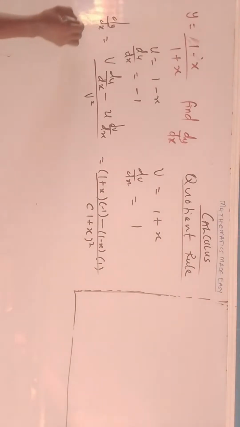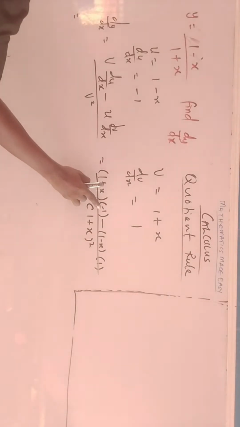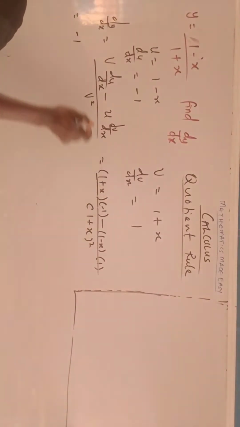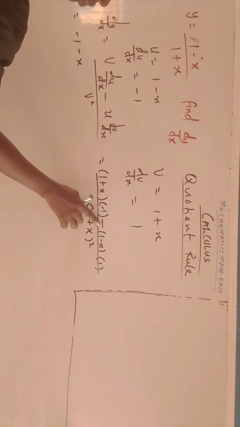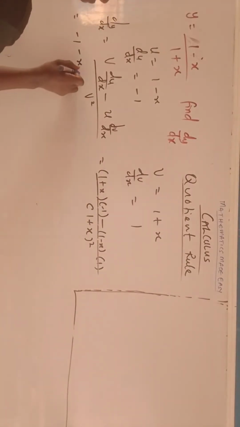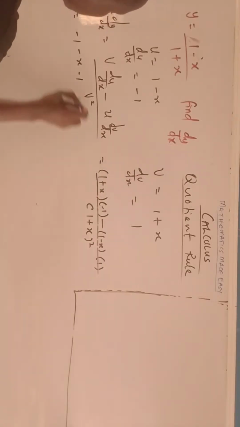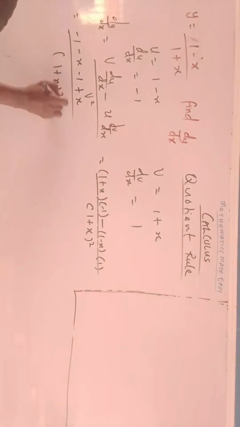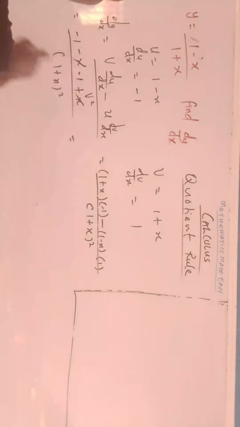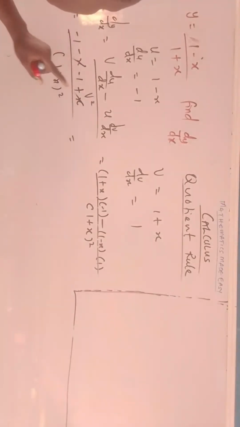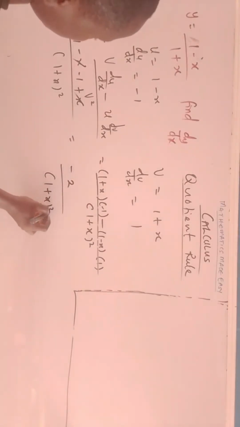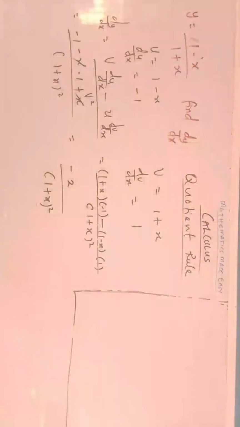All right, so if we open the bracket with this negative 1, negative 1 times 1 will give us negative 1, times x will give us negative x. Now, negative 1 times 1 will also give us negative 1. Negative 1 times negative x will give us positive x. And everything over 1 plus x to the second power. So this will surely give us what? Negative x plus x will give us 0, and negative 1 minus 1 will give us negative 2. So you have negative 2 over 1 plus x to the second power. All right, so that's the answer to that question.